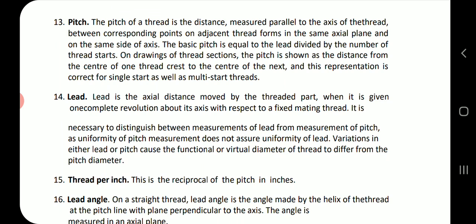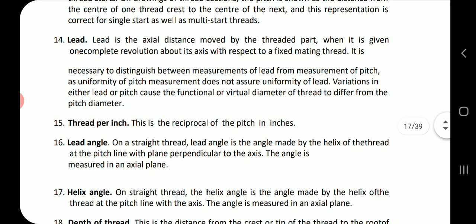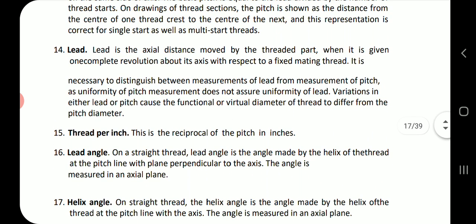Lead. Lead is the axial distance moved by the threaded part when it is given one complete revolution about its axis with respect to a fixed mating thread. It is necessary to distinguish measurements of lead from measurement of pitch, as uniformity of pitch measurement does not assure uniformity of lead. Variations in either lead or pitch cause the functional or virtual diameter of thread to differ from the pitch diameter. Threads per inch. This is the reciprocal of the pitch in inches.